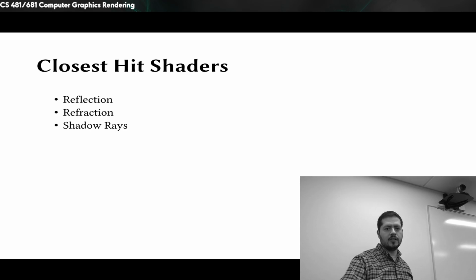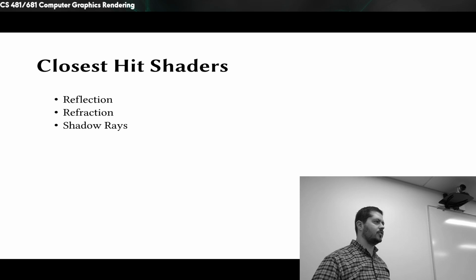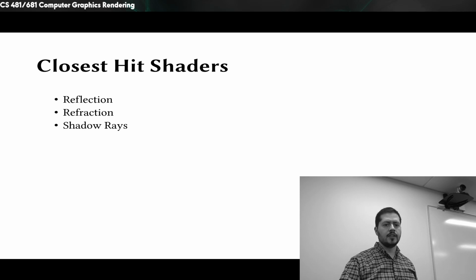Okay, so closest hit shaders. Now we've been talking about Whitted style ray tracing, which is reflection rays, refraction rays, and shadow rays. Shadow rays technically are the rays you shoot towards the light sources, so in a way you could call them light rays too, but one of the reasons we shoot them off is to find out if the light is being blocked or not.